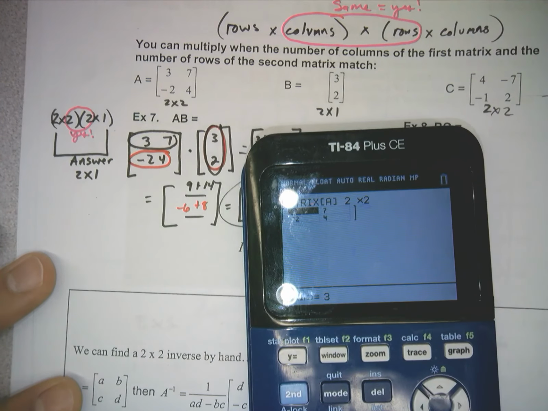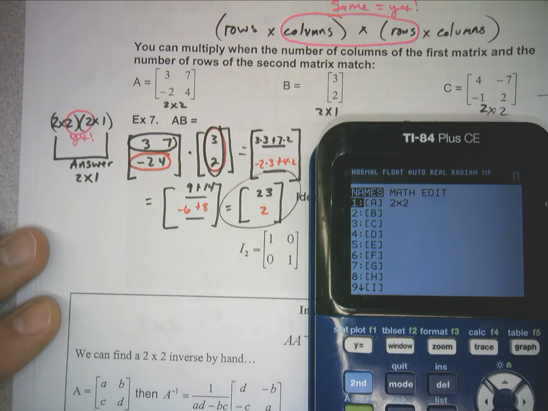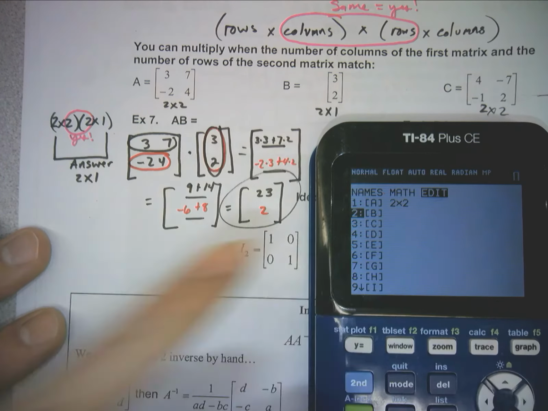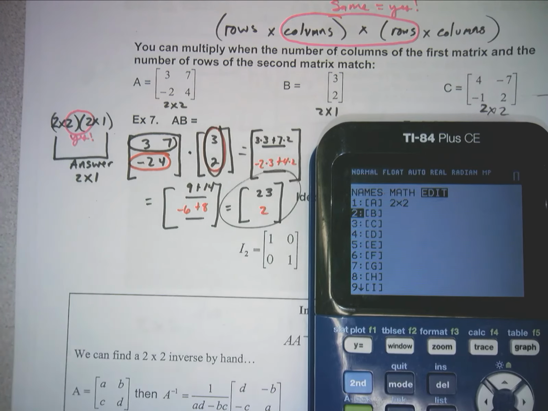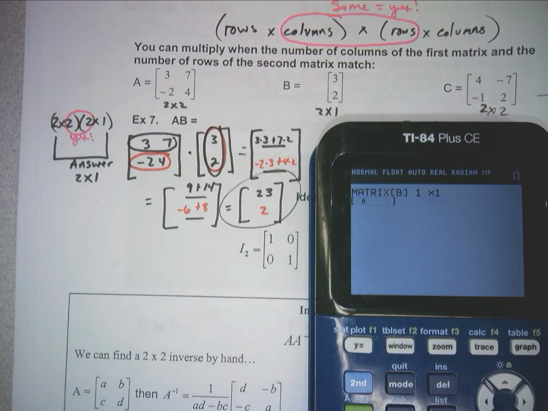I'm going to do matrix B. Okay. So I'm going to go second matrix. I'm going to go over to edit, go down to B. If you edit A, then you just erased everything you just did in A. I want to put in B and C now. Okay. So B, press enter. Matrix B is 2, enter, 1, enter. It's a 2 by 1.